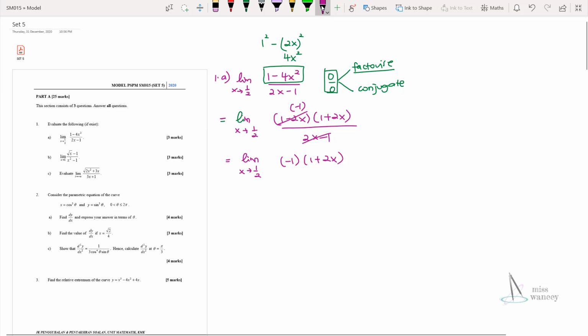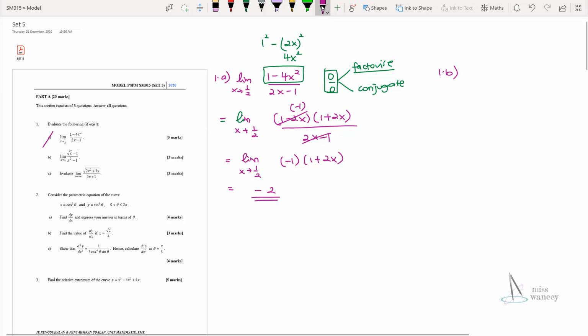Now substitute x with half. We get 2 times half, which is 1. 1 plus 1 is 2. So the answer for this one is simply negative 2. So that is 1a. Now let us proceed to 1b.